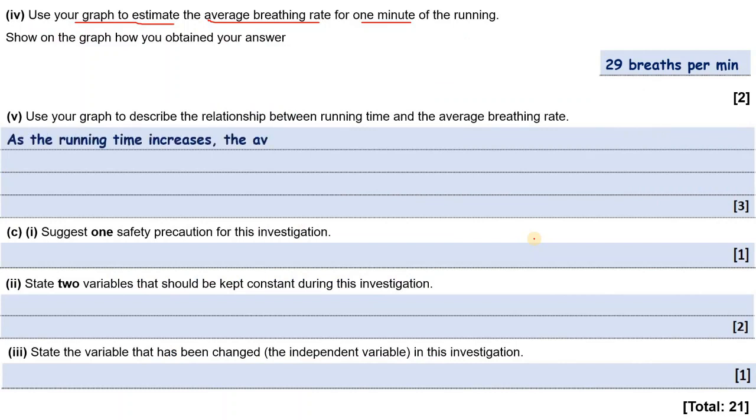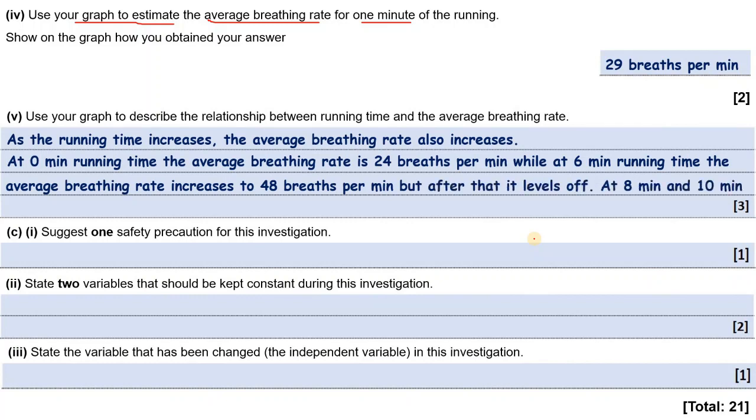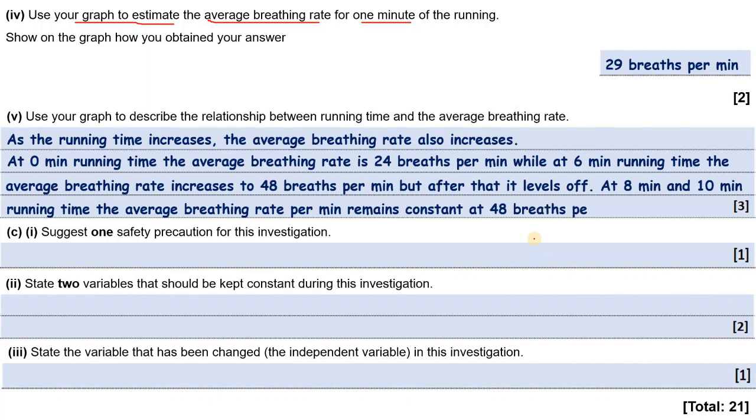As the running time increases, the average breathing rate also increases. At 0 minute running time, the average breathing rate is 24, while at 6 minute running time, the average breathing rate increases to 48 breaths per minute. But after that, it levels off, and at 8 minutes and 10 minutes of running time, the average breathing rate remains constant at 48 breaths per minute. So this is how from the graph we can interpret the data and describe the relationship between the two variables. We come to the next question.